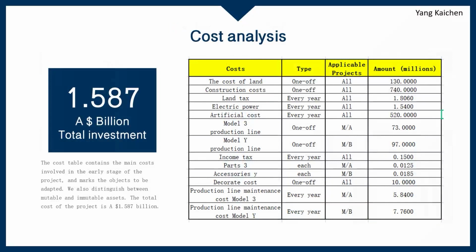The next part I share is the cost and cash flow statement of the project. The cost table contains the cost estimated in the earlier stage of the project and marks the objects to be adapted. The total cost of the project is $1.58 billion. We also distinguish between mutable and immutable assets. In the table, the cost of land, construction costs, and other fixed asset investment is $1.05 billion. And the risk is a variable cost that may be affected by future development.